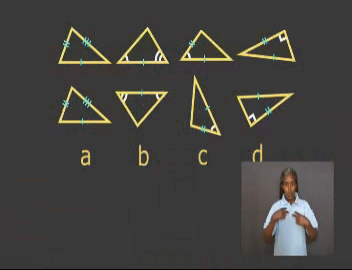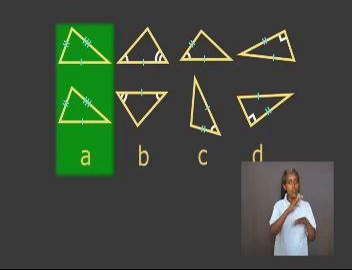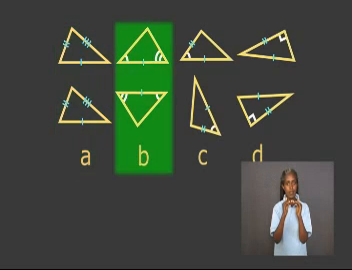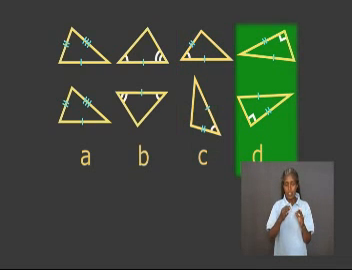We have 4 ways of concluding that 2 triangles are congruent with less than complete information. If all 3 sides are congruent, if 2 angles and the included side are congruent, if 2 sides and the included angle are congruent, and if a right angle, hypotenuse, and a side are congruent.